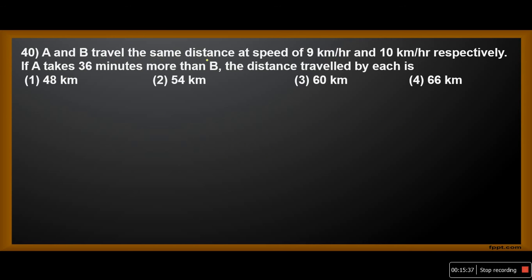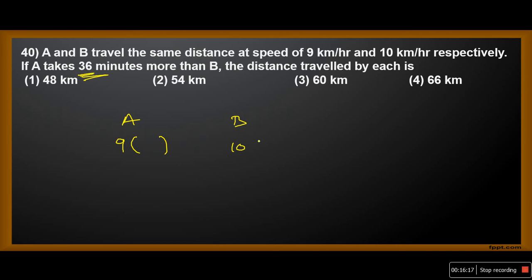A and B travel the same distance at speeds of 9 km per hour and 10 km per hour respectively. A takes 36 minutes more than B. The distance traveled by each is. Let the time taken by A... What is A's speed? A's speed is 9 km per hour and B's speed is 10 km per hour. Okay. Who will take more time? Because whoever is traveling at lower speed will take more time. So for that reason, he is saying that A takes 36 minutes more than B.